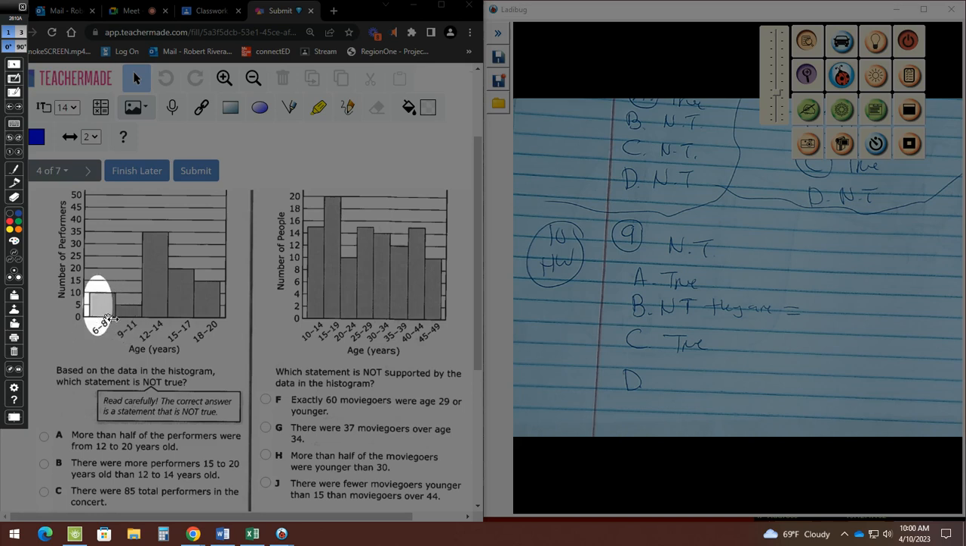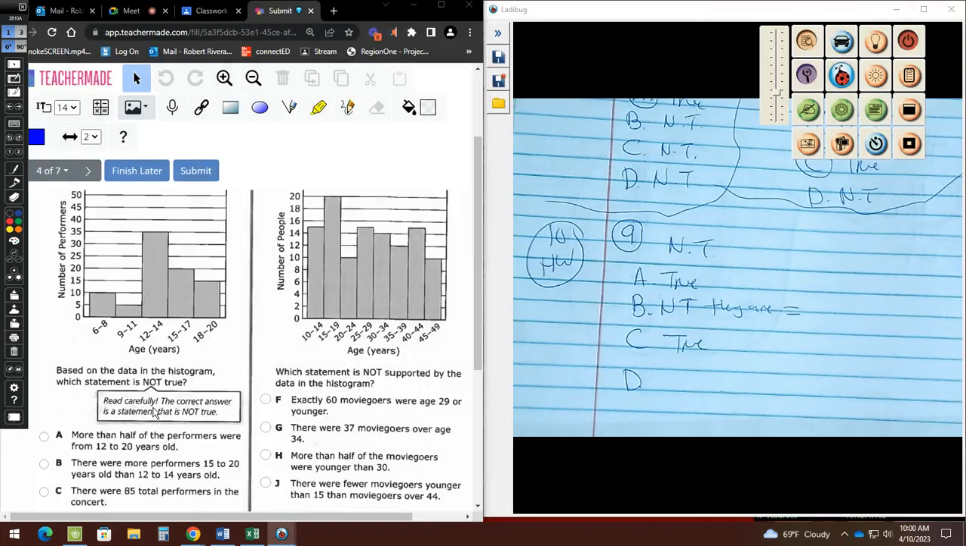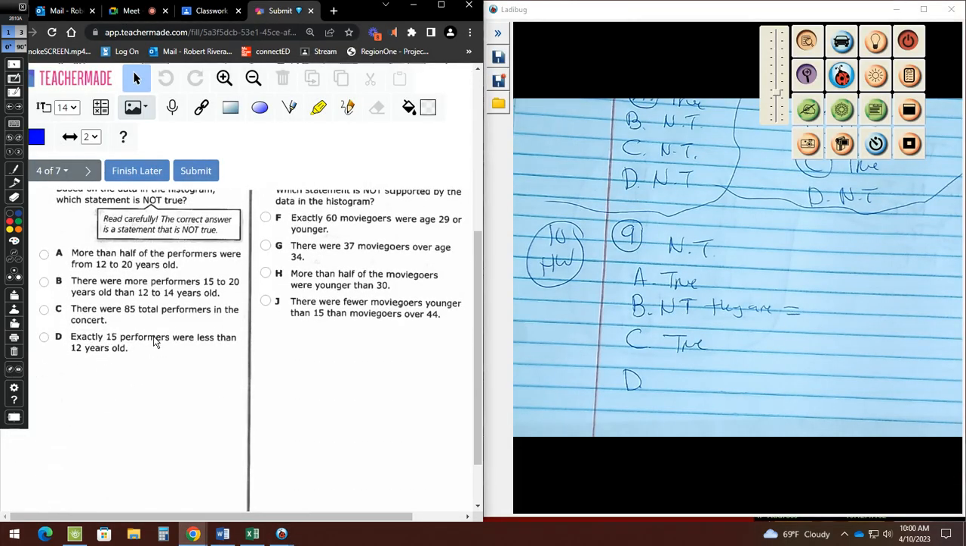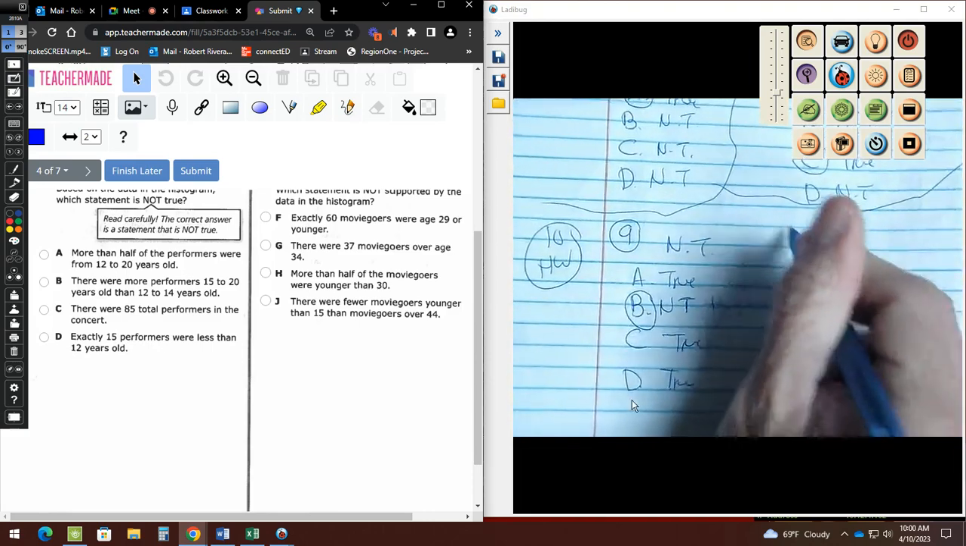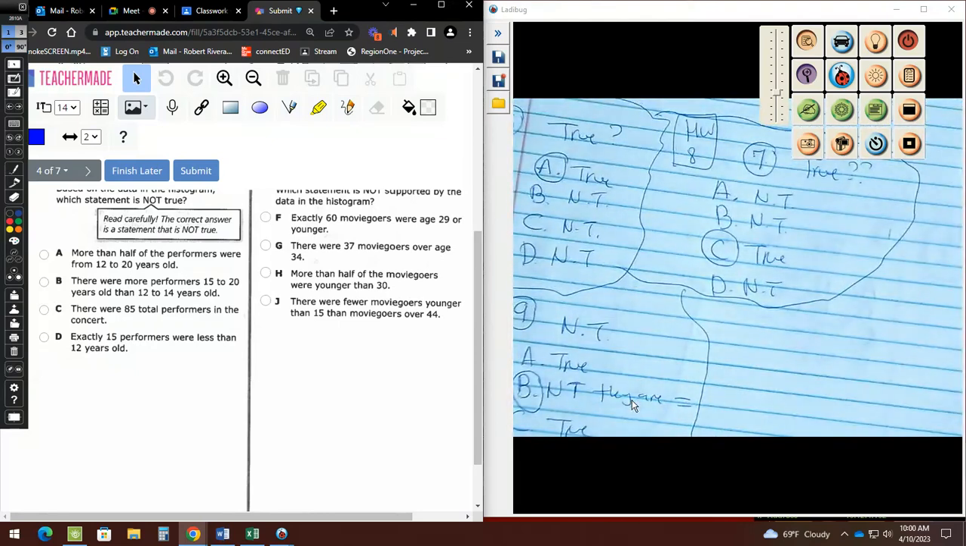How many are there? 15. Is that what they said? Exactly 15? Yes. So guess what? Letter D is true. The answer is B. Don't forget to click on the answer choices. Your homework is number 10.